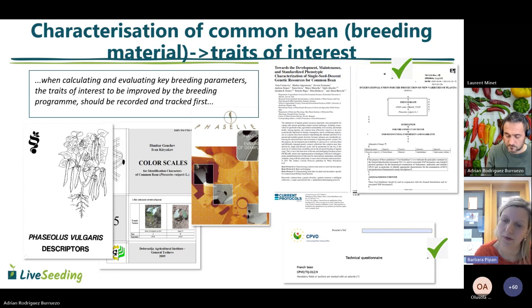They are a group of traits of interest which are followed through our breeding process as well. Having this in mind, at the end, when we put our selected elite breeding line into registration, we will have to provide data about this line. This breeding line should be very well characterized and evaluated, so that we submit the technical questionnaire with all the details about its traits.